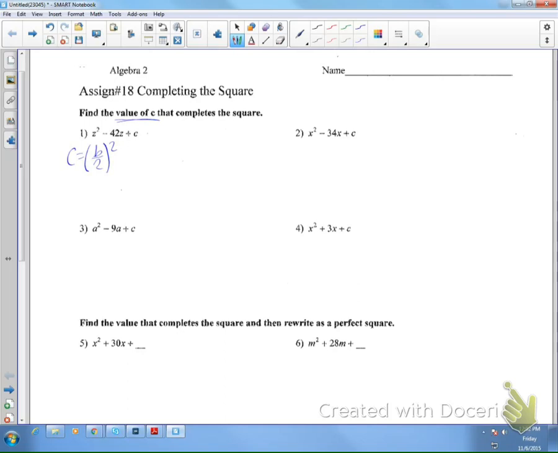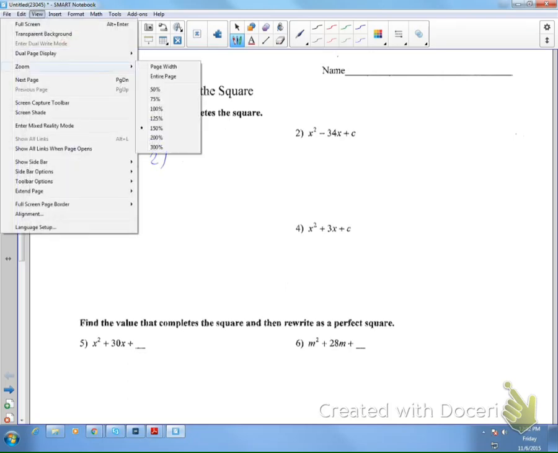Okay? So we find B by going A, B, C, right? Okay, Sebastian, what would our B value be for number 1? It goes A, B, C. A, B, C. Oh, negative 42. Negative 42, all over 2, or divided by 2, all squared. Okay? Then we follow please excuse my dear Aunt Sally, and make sure everything's simplified.